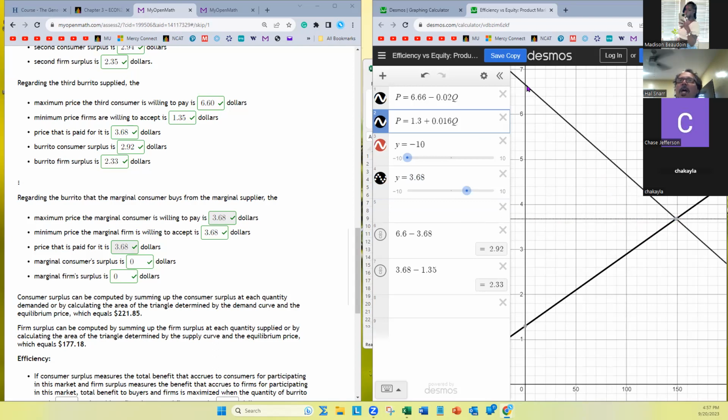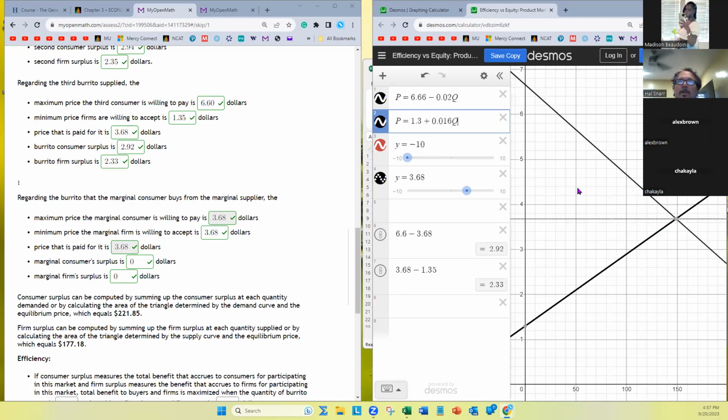What do we call this triangle up here? Anybody? Can anybody guess what we call this triangle up here? The answer is on this page somewhere. What do you think we call this triangle? It's the gains in trade that accrue to the consumers. What do we call that? Surplus. What kind of surplus?